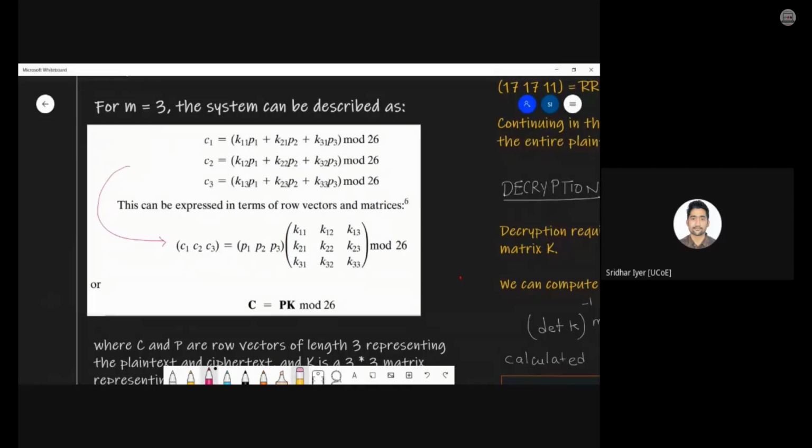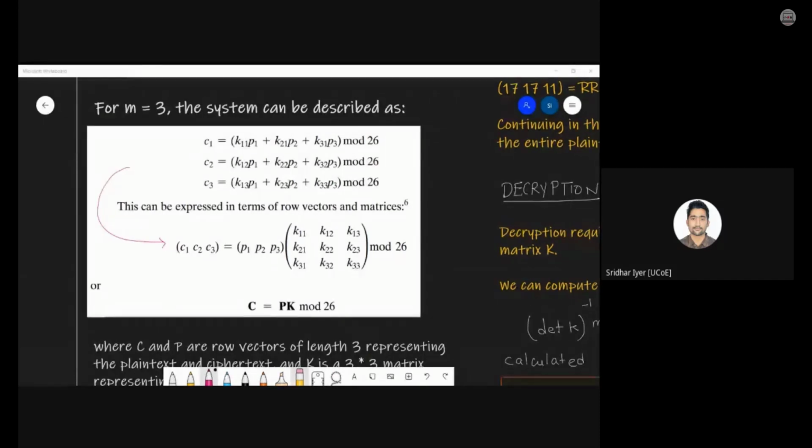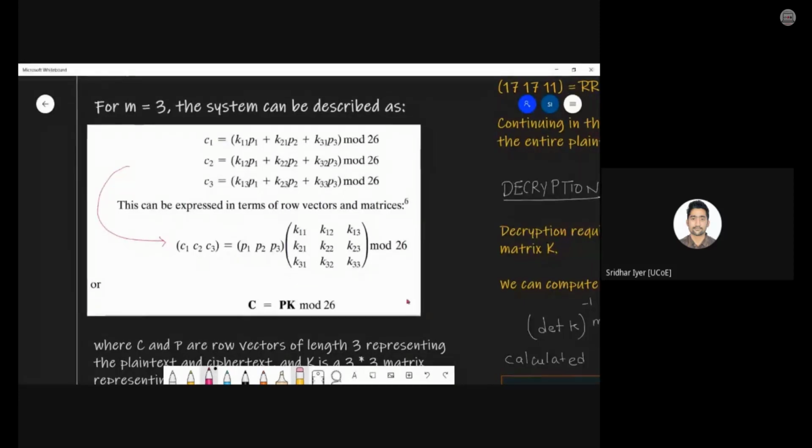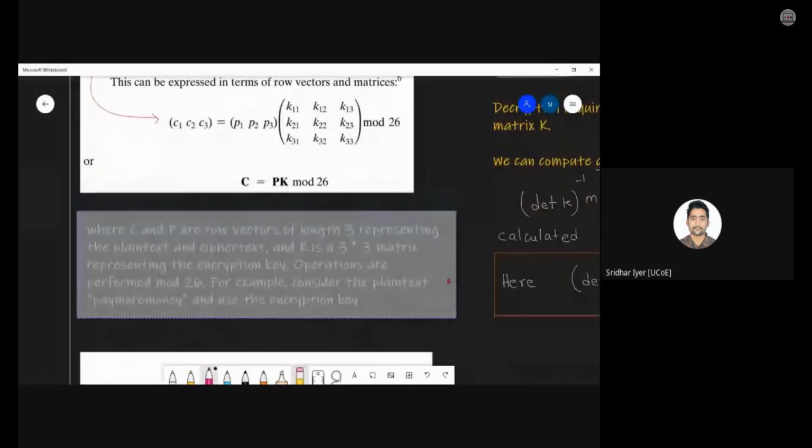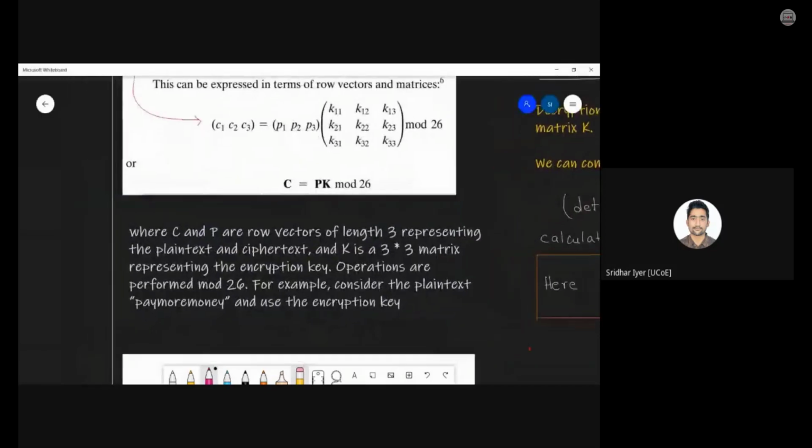And don't worry, in the exam you will get a plain text of the length 3 or 4 maximum, because otherwise it would be a very difficult and long sort of calculation. So in the exam you won't get anything in excess of 4 by 4 or 3 by 3. Fine. So let's understand the next definition over here, where C and P are the row vectors of length 3. I'm just reading it out. If you feel anything is left out, kindly let me know.